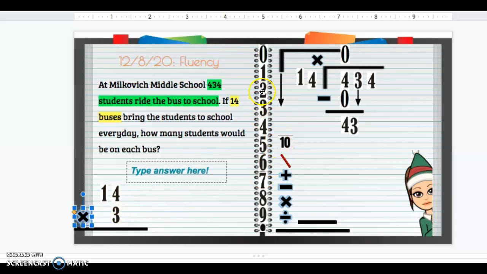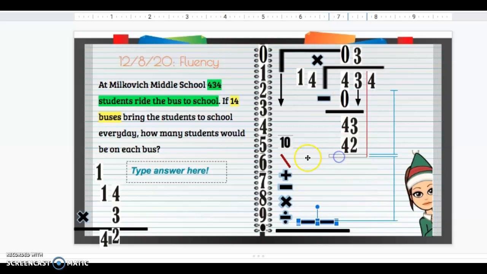3 times 4 is 12. So I put my 2, my 1. 3 times 1 is 3, plus 1 is 4. Well, 42 is pretty close to 43. If I add another 14 to that, I'm going over. So it's going to be 3. So I put my 3, and then I put what I got as 42 below. And then I put my line.